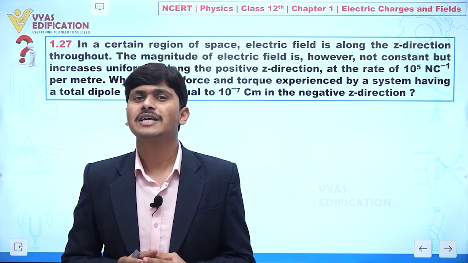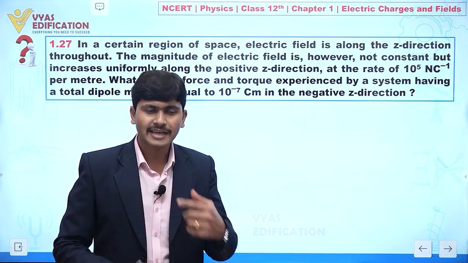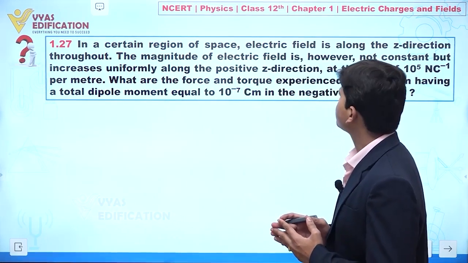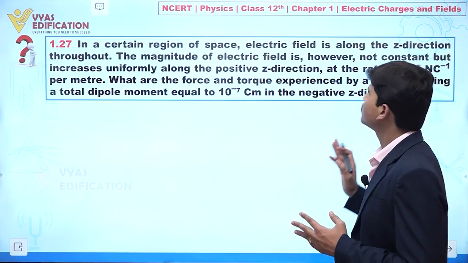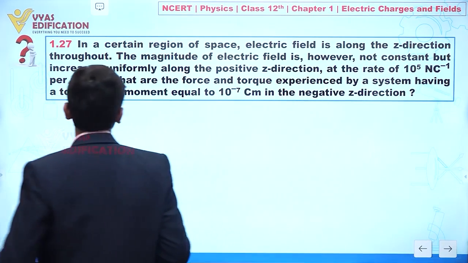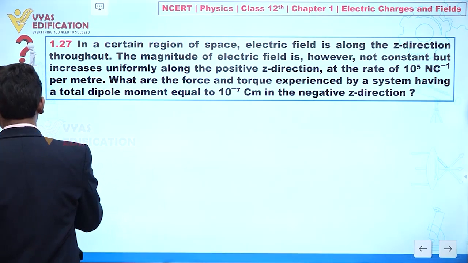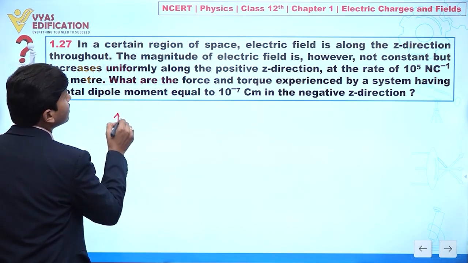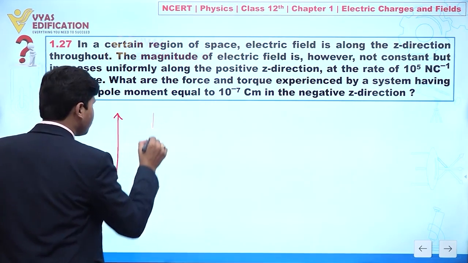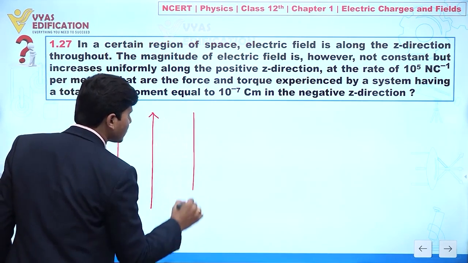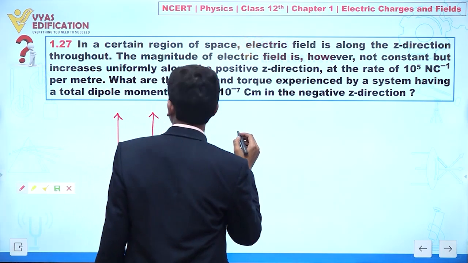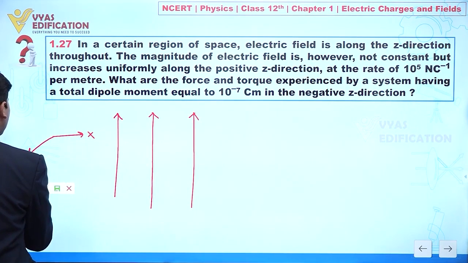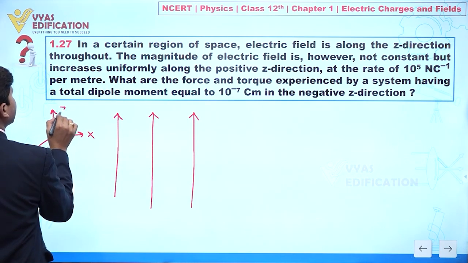But in this question we can say the electric field is actually varying in the z direction. Now concentrate. In a certain region of space, the electric field lines are along the z direction throughout. So according to the question, we can see electric field lines in the z direction. This is the electric field direction. Let's suppose this is positive x, this is positive y, and this is positive z direction.